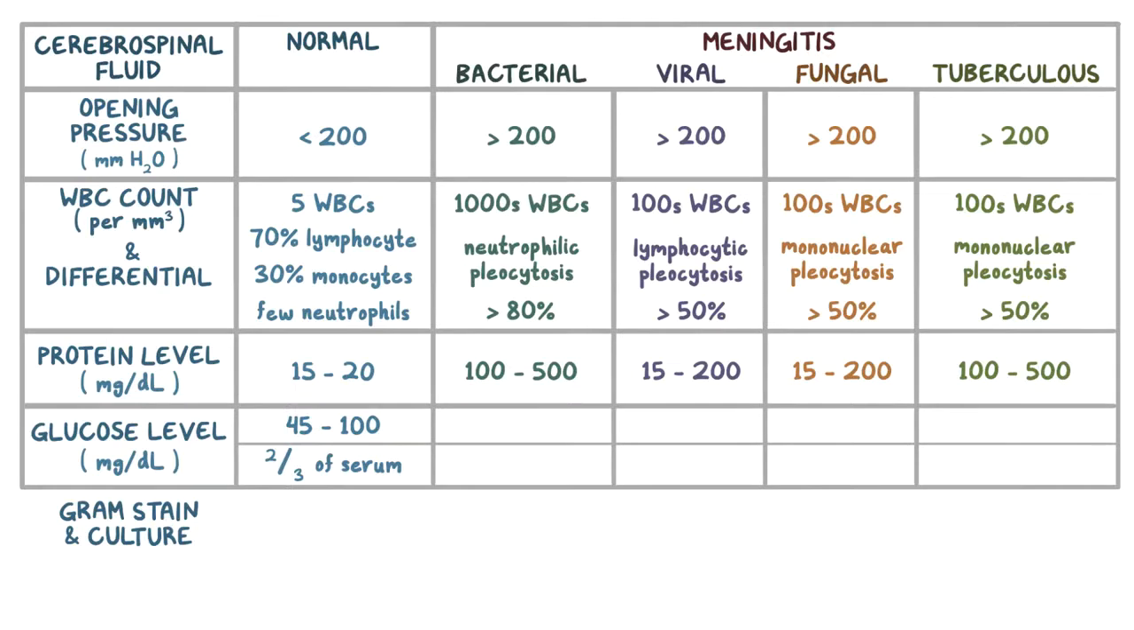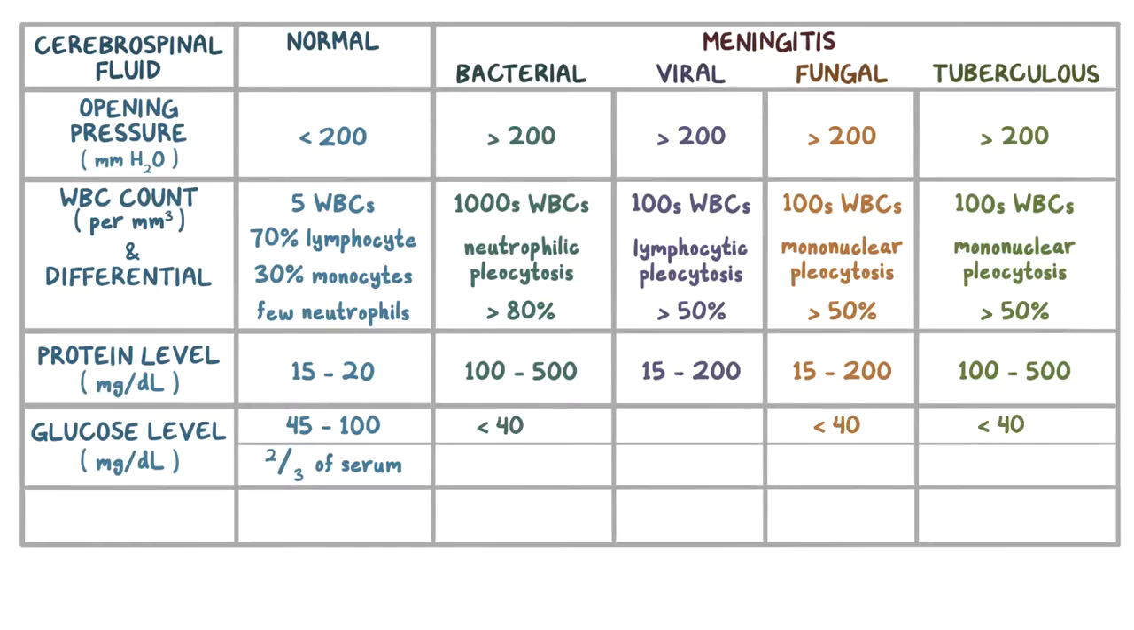The glucose level is usually below 40 milligrams per deciliter in bacterial, tuberculous, and fungal meningitis. Additionally, the ratio of cerebrospinal fluid glucose to serum glucose is usually below 0.4, and in neonates it's below 0.6. On the other hand, glucose levels and its cerebrospinal fluid to serum ratio is normal in viral meningitis. The reason for this is because inflammation secondary to bacteria or fungi blocks glucose from entering the cerebrospinal fluid through glucose transporters.